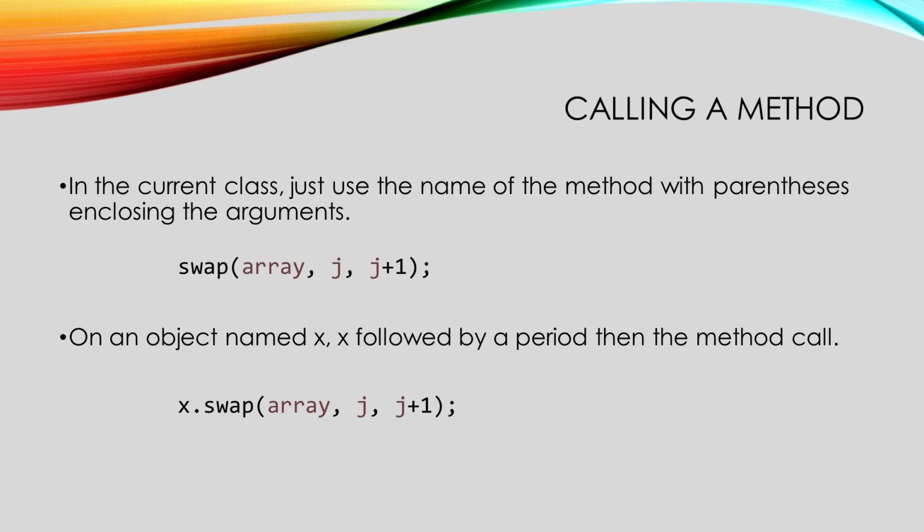We use the word call to mean that we want the machine to execute a method. There are two ways to call a method. If the method is in the class where we want to call it from, we can just use the name of the method followed by parentheses enclosing the arguments we want to pass into the method's parameters. If we want a particular object to run a method, then we use that object's name followed by a period, and then the name of the method with the argument list.